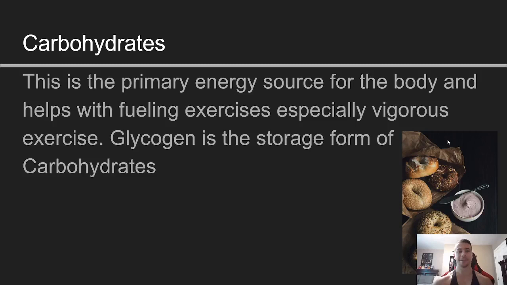Carbohydrates. You've likely heard this because it's a hot topic right now. So carbohydrates are the primary energy source for the body and help with fueling exercise, especially vigorous exercise. Glycogen is the storage form of carbohydrates. It's very common now because you hear about keto diets and things of that sort. But carbohydrates are actually really essential when it comes to energy for your body. And that's something that not a lot of people know.